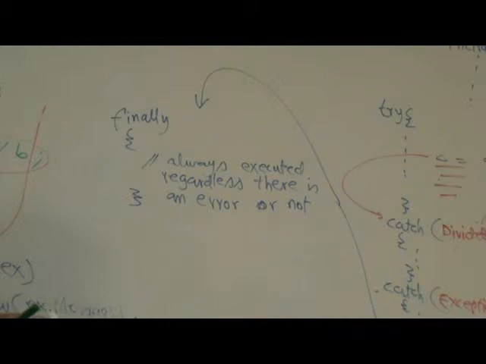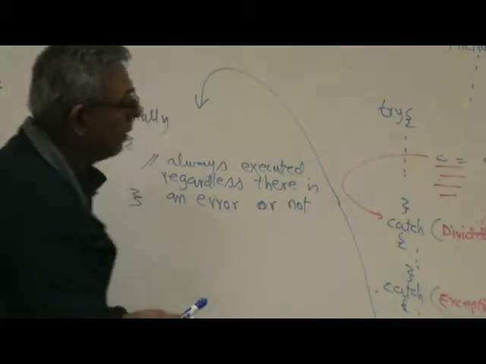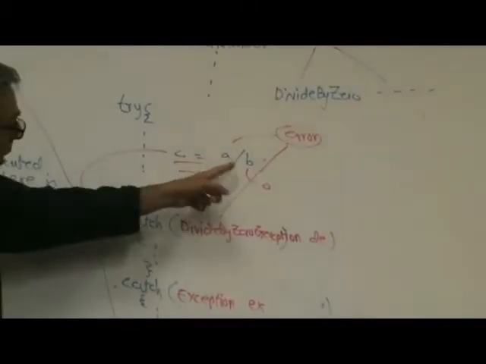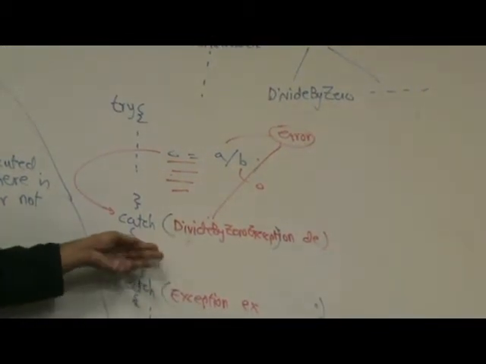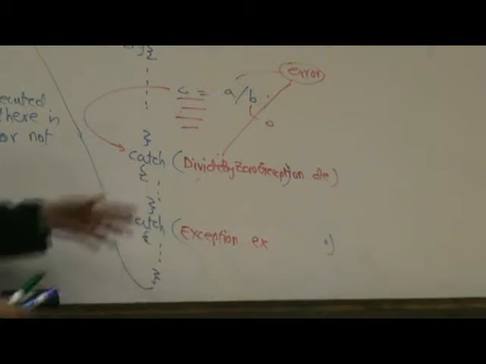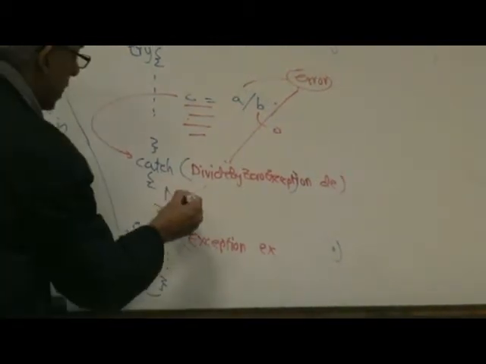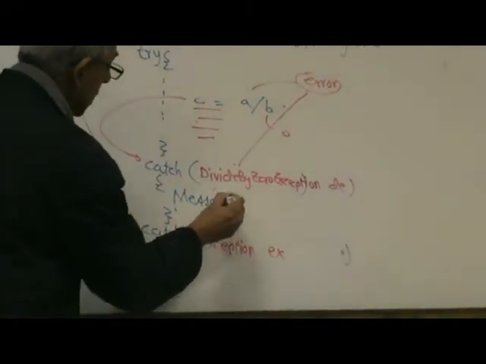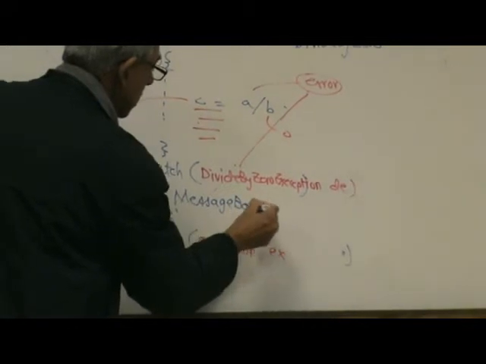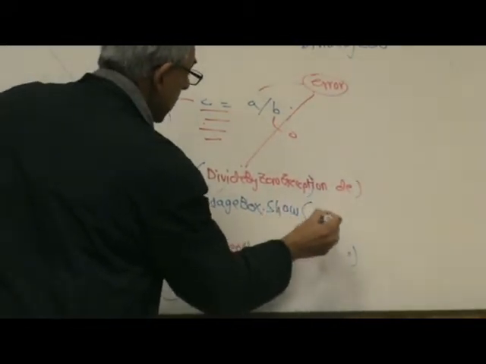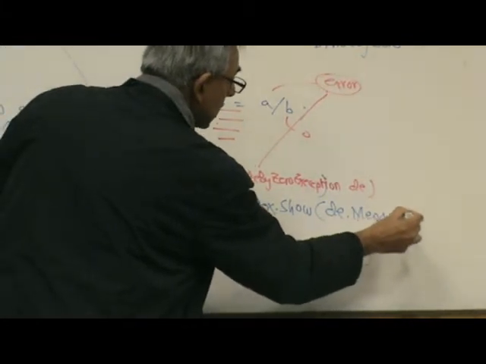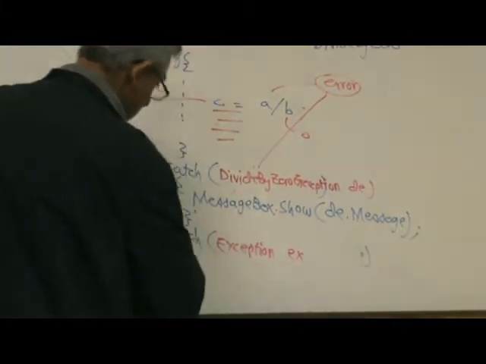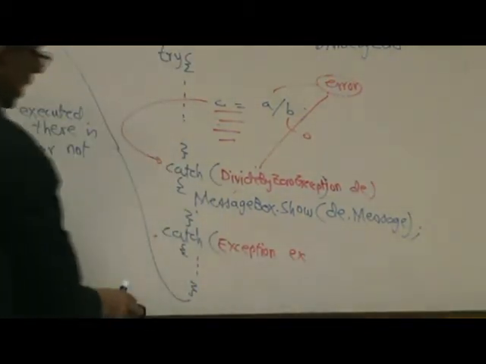Okay, so in this example, if we wrote C equal to A divided by B, it will come over here, whatever we said, display the error. So if we simply said over here, MessageBox.Show, let's say, DE.Message. Every exception has a message property, so we can display the message, right?